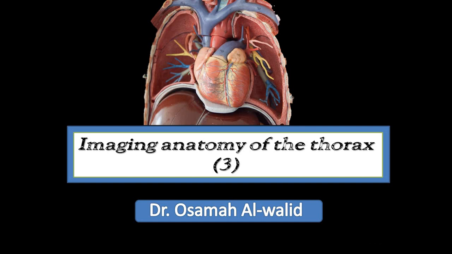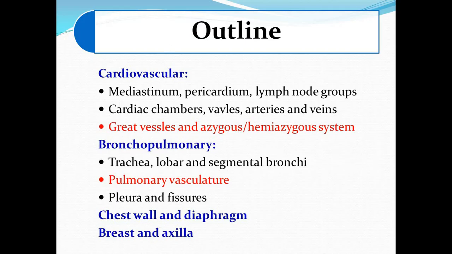Welcome to our third lecture on imaging anatomy of the thorax. Previously, we have discussed the mediastinum, the pericardium, and the lymph node groups of the mediastinum. We talked about the cardiac anatomy, including the cardiac chambers, the blood supply to the heart via the coronary arteries, and the cardiac veins. So today we'll be focusing on the blood vessels, on the great vessels of the heart.